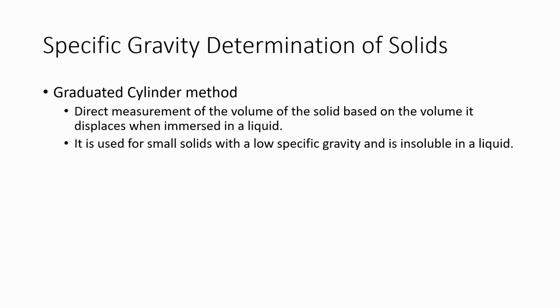So for specific gravity determination of solids, you have your graduated cylinder method, or you have your displacement method for solids. So direct measurement of the volume of the solid is based on the volume it displaces when it is immersed in a liquid. However, please take note, it is only used for small solids with a low specific gravity, and it is insoluble in liquid.